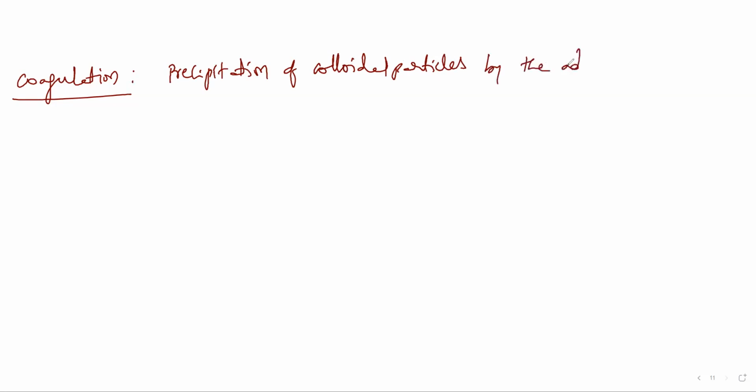Coagulation. What is coagulation? Precipitation of colloidal particles by the addition of an electrolyte.